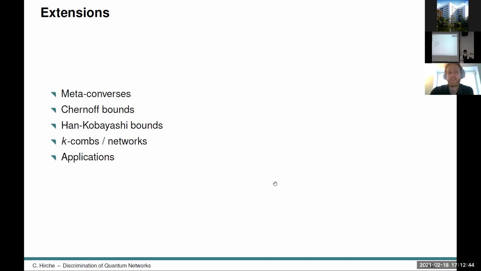I talked about everything so far in terms of relative entropy, but in fact, we don't use many properties of the relative entropy. So you could find equivalent results also for many other divergences, like, for example, the sandwiched Rényi divergences and so on. We state our results in terms of meta-converses that allow us to think of all kinds of different divergences. And using these results, we can also find converse bounds for all the strategies for other discrimination priorities, like exponents of the error terms, like the Chernoff bound or the strong converse exponent, also known as Han-Kobayashi bounds.